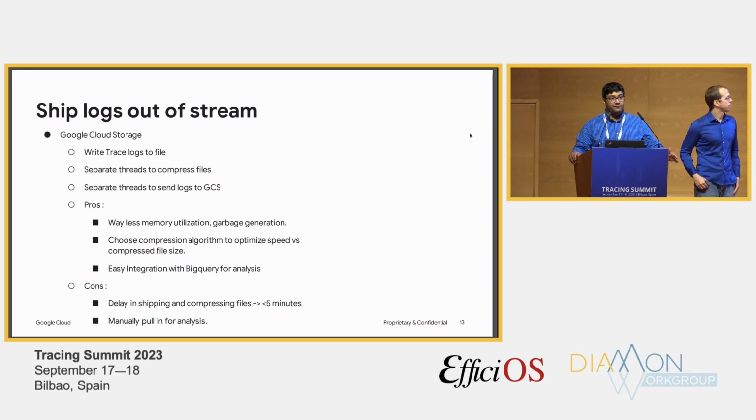We use the GZ format because that is directly integratable with BigQuery, but you can choose your own custom compression format, or if you have a custom compression algorithm, you can go ahead and use that as well. Again, it's an easy integration with BigQuery, although as a con, it requires some manual pulling in for analysis. And there is a delay in shipping as compared to cloud logging.